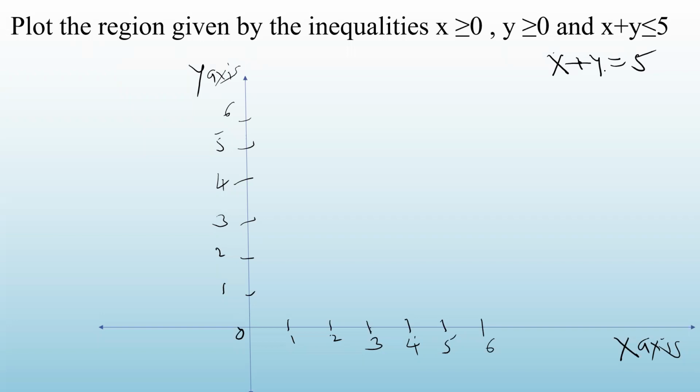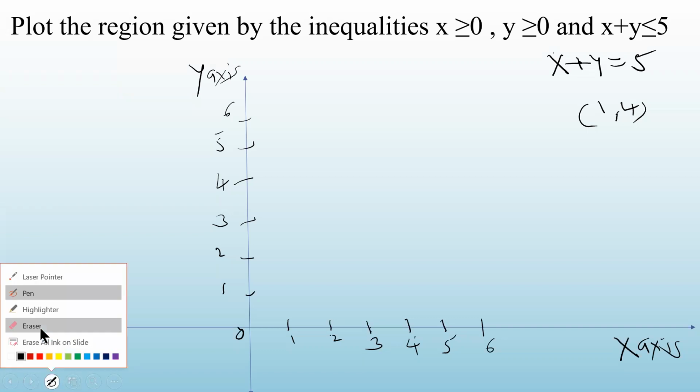0, 5 and the other one 5, 0. There are other points also like 1, 4. 1, 4 will also be there. What about this point 1, 4? Maybe इस line के ऊपर होगा, because 1 plus 4 gives you 5. 2, 3 भी होगा. But we need only 2 points. So we will first draw the line.